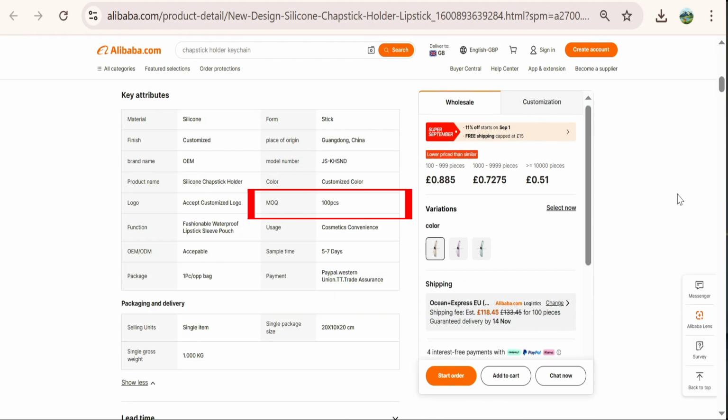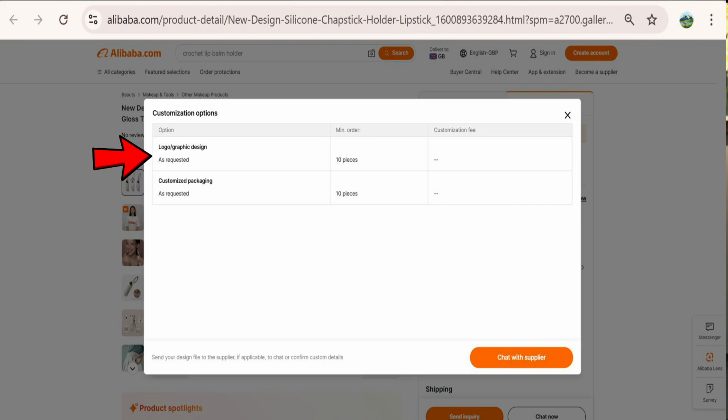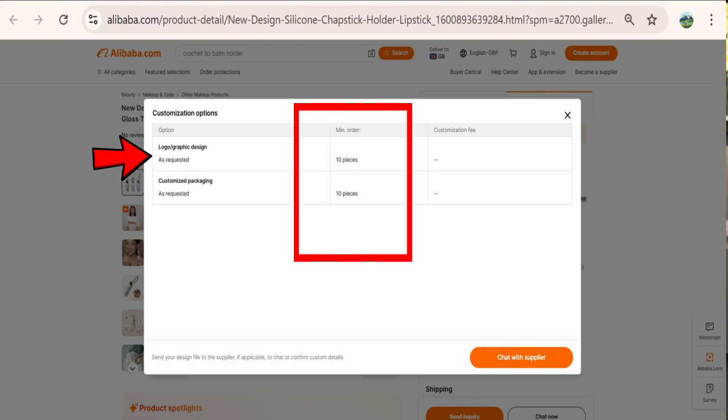Some suppliers also require minimum orders for customizations. For instance, if you want your brand logo printed on every holder, the MOQ might increase to 1,000 pieces, and if you want special packaging included, the requirement could be higher. Keep in mind that nearly everything is negotiable.